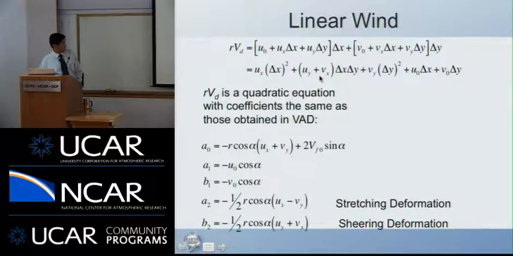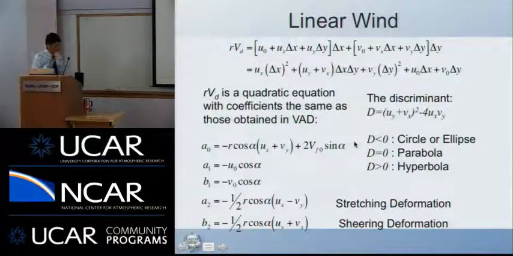So, however, in this form, you can see the shape of R times Vd. This is a determinant of this quadratic equation. If D is less than 0, it's either a circle or ellipse. D equals 0 is a parabola. D greater than 0 is a hyperbola. So in the R times Vd framework, the linear wind field becomes very easy to recognize. Okay. The Doppler velocity, I cannot show. It has this nice form.